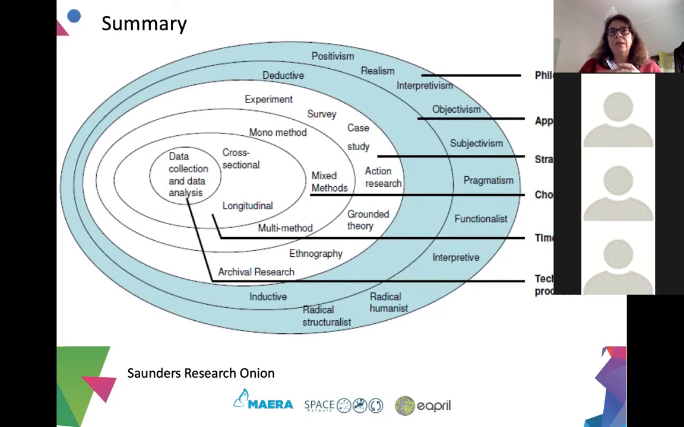So before moving to your field of research, to do your empirical research, you need to give thought to all of these items in order to be aware and to be able to adapt and to collect the correct data for your research question and to know how to analyze it.